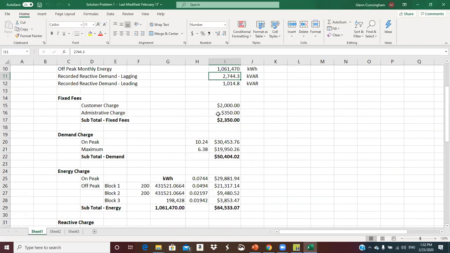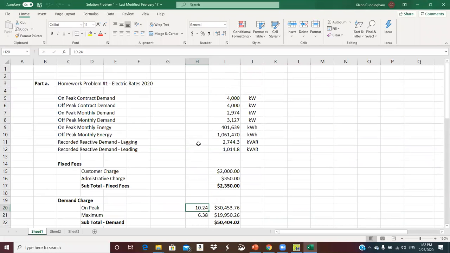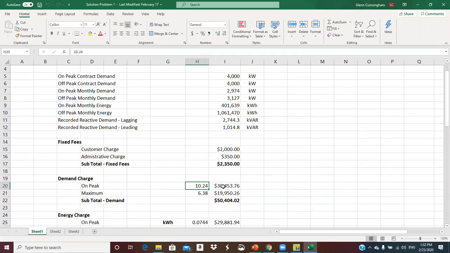First two, pretty straightforward, just customer charge, administrative charge, so those add up to $23.50. On peak, this is the rate, and in the arithmetic, I guess I could have made this a little plainer, but H20 is the rate, and I7 is the amount, so that's the on-peak times the on-peak rate, 30,453.67. Questions? That one's pretty straightforward, not much to it.